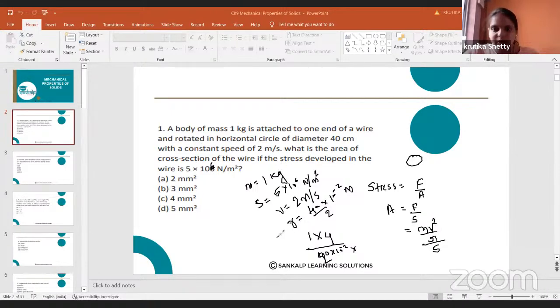So if you simplify the values, you will get the answer. You simplify, I am just telling the substitution here. That is 4 millimeter square. Option C is the right one here. Option C is the right one.